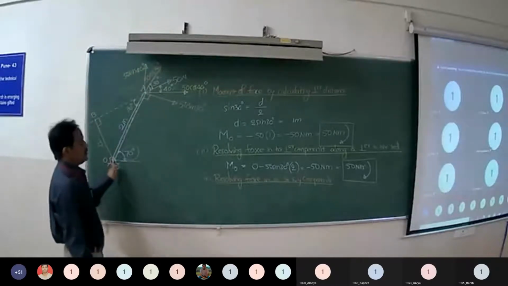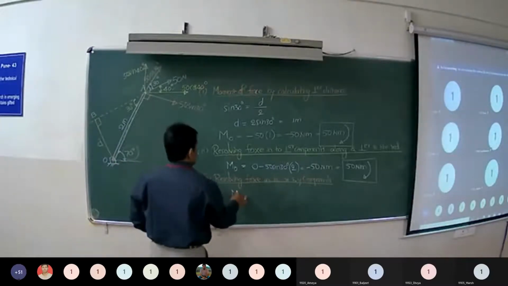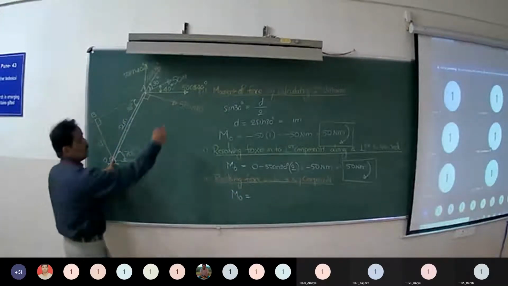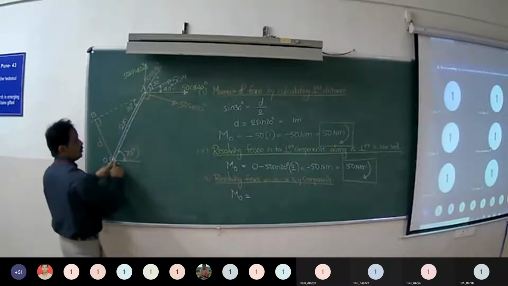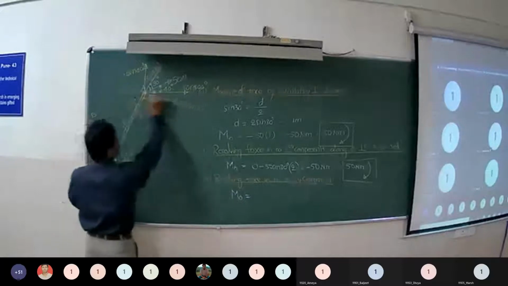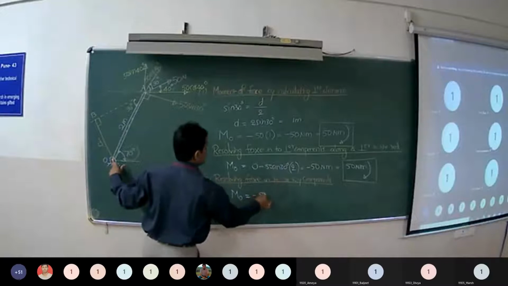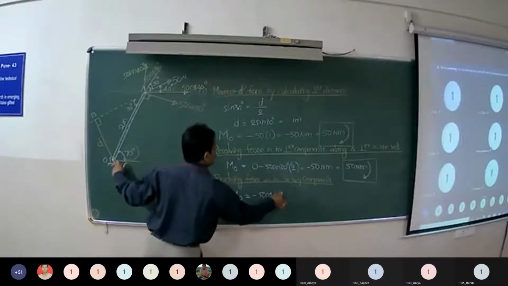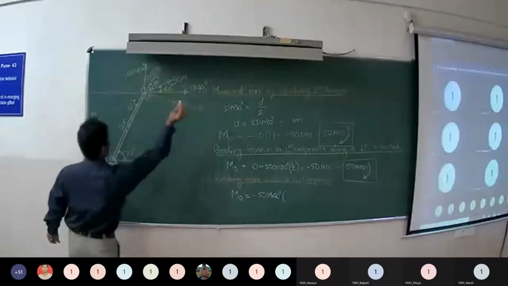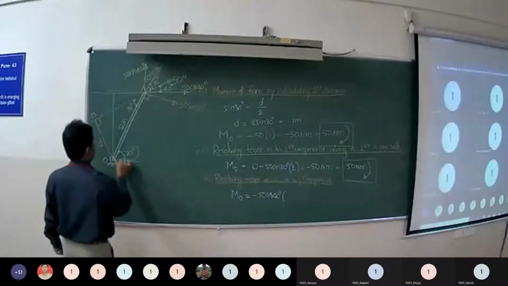Again taking moments about O and using Varignon's theorem, taking the sum of the moments of these two components. What is the moment of 50 cos 40 about point O? 50 cos 40 is acting horizontally towards the right, so it forms a clockwise sense. Minus 50 cos 40 into the perpendicular distance from the line of action of the force to point O, 2 sin 70.